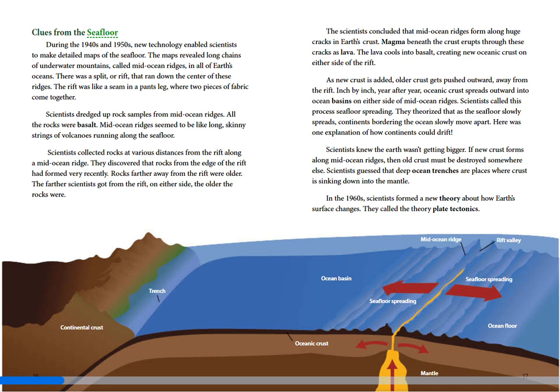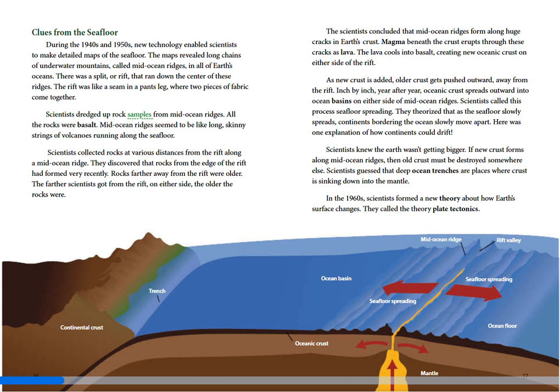Clues from the seafloor. During the 1940s and 1950s, new technology enabled scientists to make detailed maps of the seafloor. The maps revealed long chains of underwater mountains, called mid-ocean ridges, in all of Earth's oceans. There was a split, or rift, that ran down the center of these ridges. The rift was like a seam in a pants leg where two pieces of fabric come together.